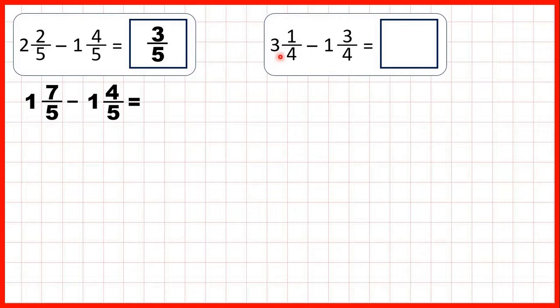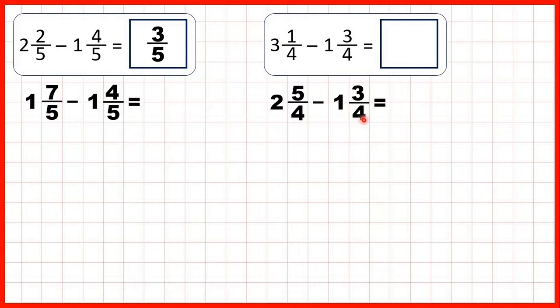Next, we have 3 1/4, but we need to subtract 1 3/4. If we only start with 1/4, we can't take 3/4 away, so we need to exchange with one of our wholes. 1 less than 3 is 2, but that gives us 4 more quarters. So if we add the denominator to the numerator, 4 plus 1 is 5. So 2 5/4 is the same as 3 1/4, but now we can subtract 1 3/4.